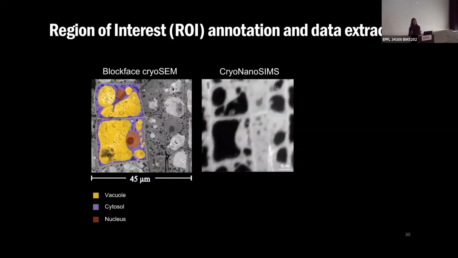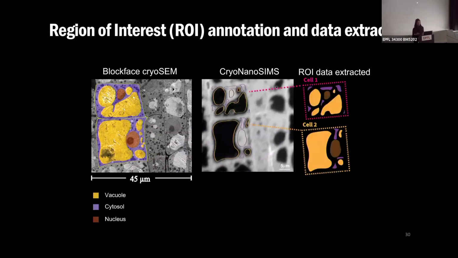And so once you have these pictures, the next thing is to extract some data out of this. In my case, I'm interested to understand the interplay between what's happening in the vacuole and the cytosol, which I've highlighted in yellow and lilac. So basically, you can use the SEM image as your reference, because these really show you the different subcellular structures with best detail, and use this to draw regions of interest onto your cryo-nanosims image and extract the count rate from these subcellular organelles.